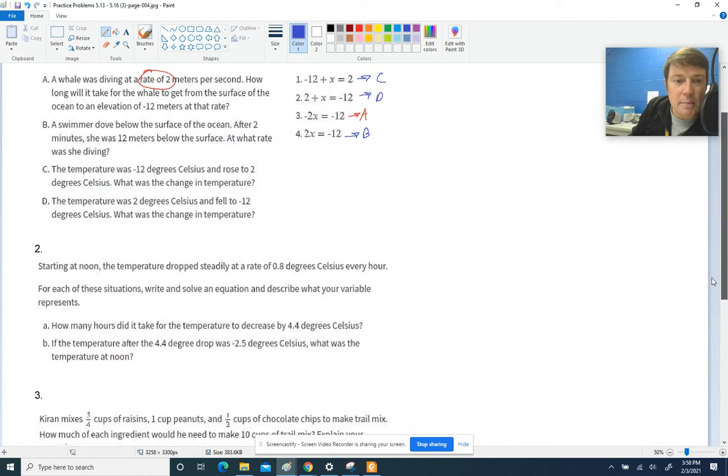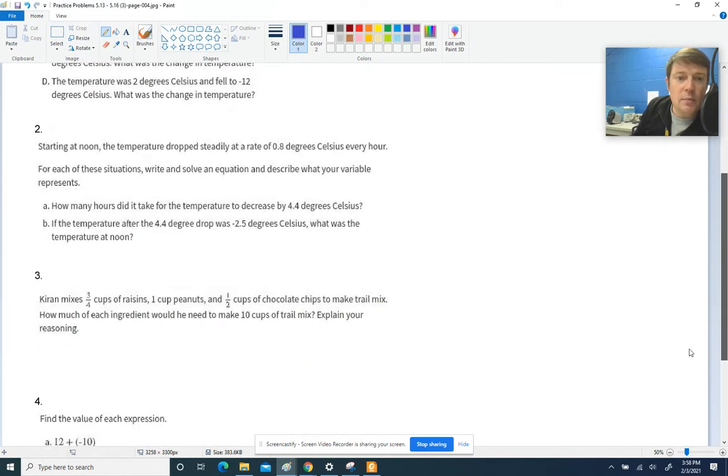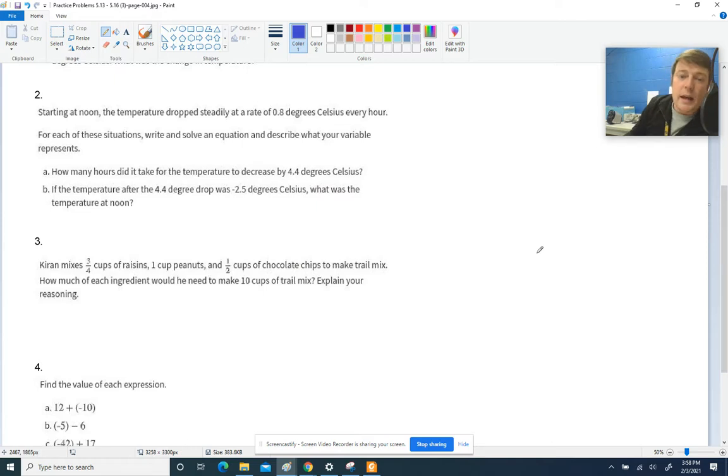C, D, A, B. Starting at noon, the temperature dropped steadily at a rate of 0.8 degrees Celsius every hour. For each of these situations, write and solve an equation and describe what your variable represents. All right, so how many hours did it take for the temperature to decrease by 4.4 degrees Celsius?